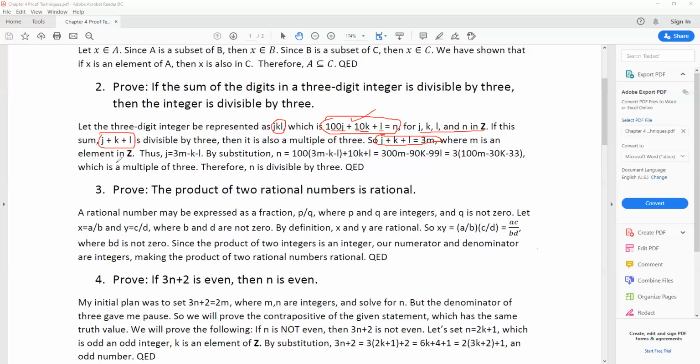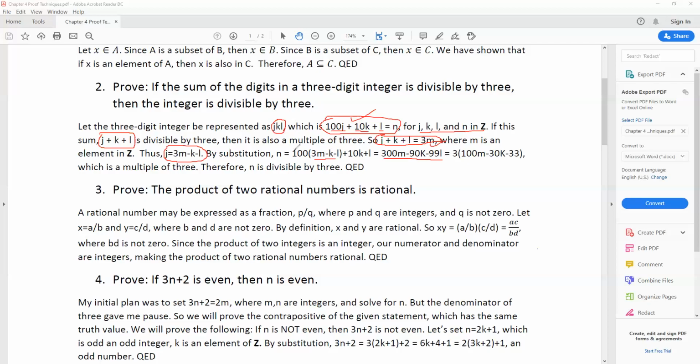The next step for me was to simply solve for J in terms of M, K, and L. So J is equal to 3M minus K minus L. And that came from the expansion up here. At this point, I went back to the original expansion on the top line of the proof. And in place of J, I substituted in 3M minus K minus L. And if I distribute the 100 across, that gave me 300M minus 90K minus 99L.